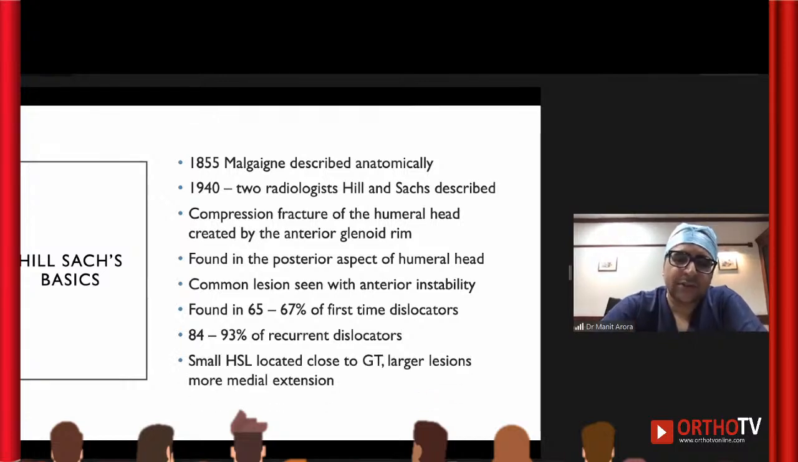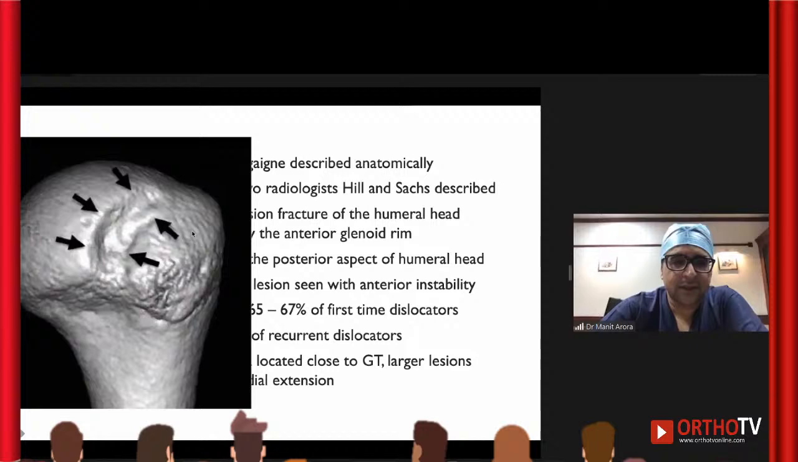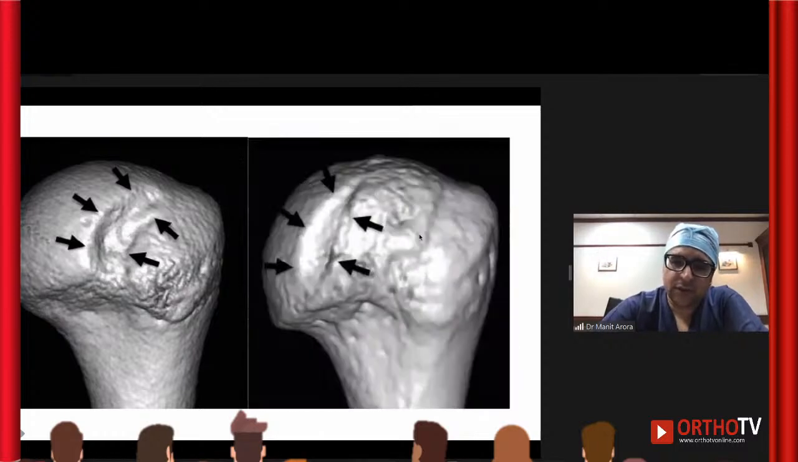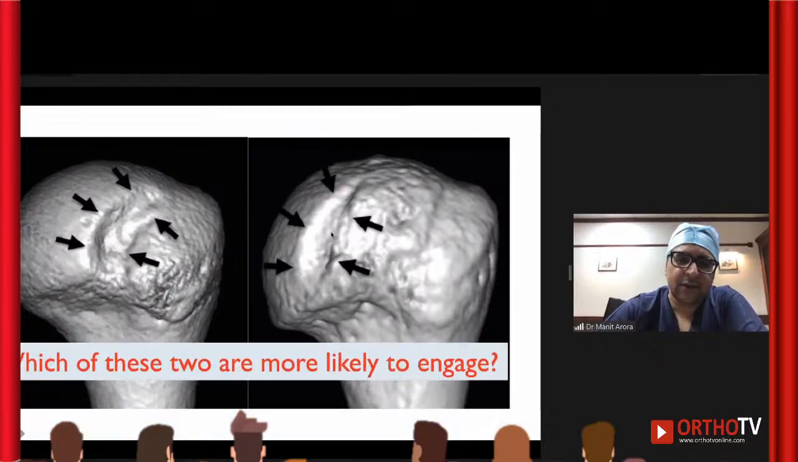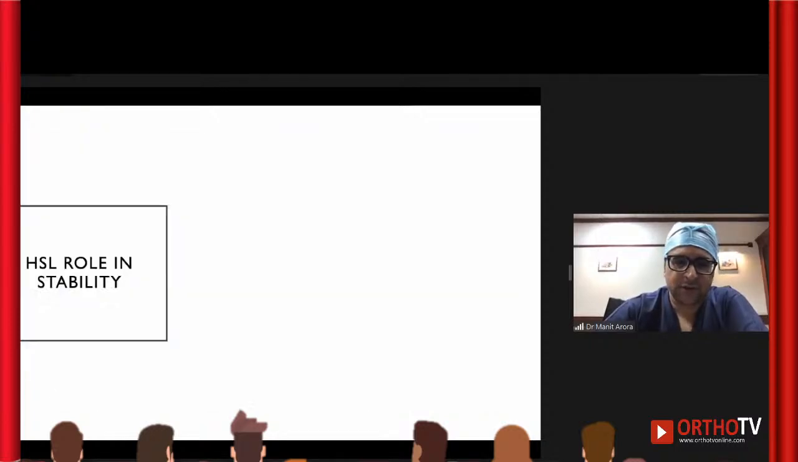So the smaller Hill-Sachs lesions are located close to the greater tuberosity, and as you have a larger lesion, there's more medial extension of that GT. So you can see here, we've got a lesion that's quite close to the greater tuberosity. Whereas if we look at this lesion, it's further away, so it's more lateralized compared to the greater tuberosity. So which of these two are more likely to engage? That's just a question I want you to ponder over while we go over the rest of this talk.